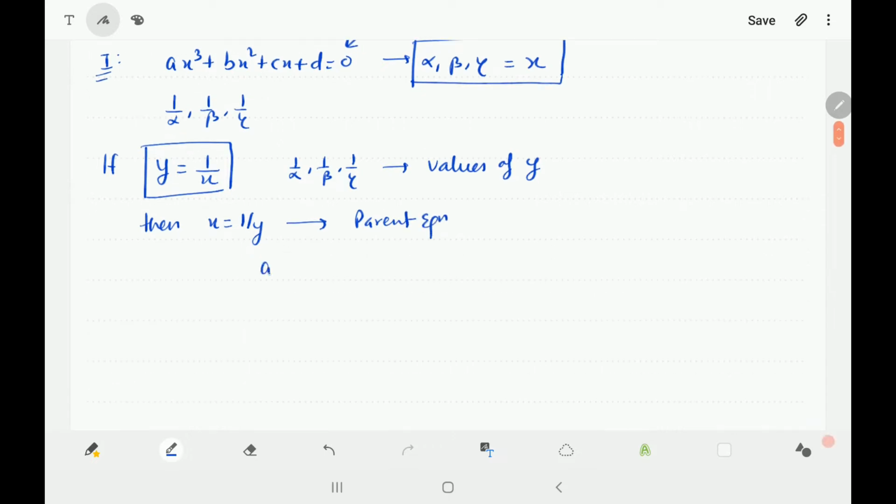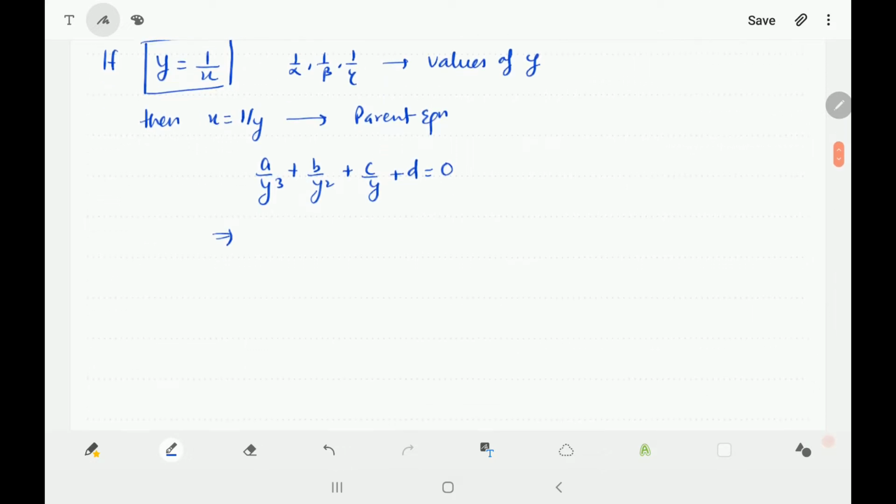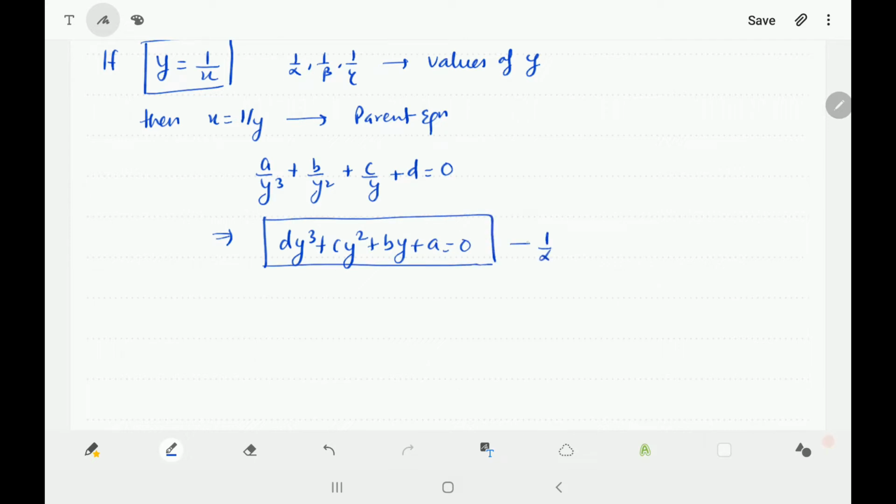So I will get a by y cube plus b by y square plus c by y plus d equal to 0. Now because this equation is not a real polynomial equation, you have to take the LCM or say cross multiply to get the equation dy cube plus cy square plus by plus a is equal to 0. Now this is an equation whose roots are 1 by alpha, 1 by beta, 1 by gamma, because this is an equation in y. Okay.